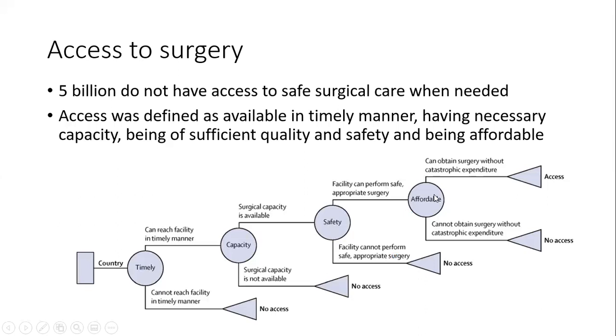And then comes the last one, which is also very important. Cannot obtain surgery without catastrophic expenditure. If you cannot pay for the surgery in a way that does not affect your livelihood radically. That's a big thing, you know. You should be able to pay for the surgery.